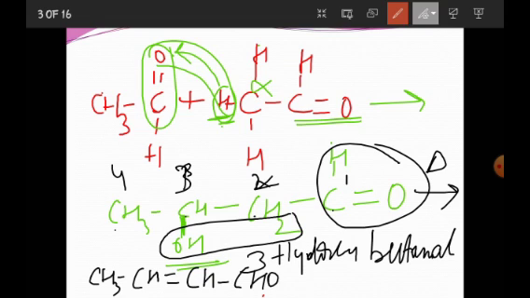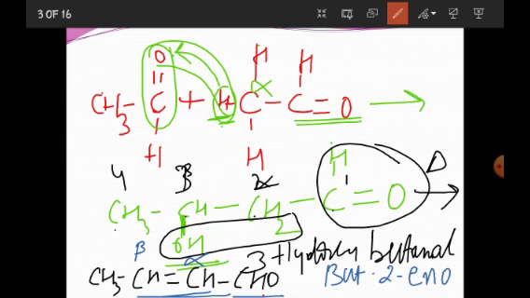Now see here, this is the functional group, this is the alpha carbon, this is the beta carbon, and the product is known as an alpha beta unsaturated compound. If you write the IUPAC name, it will be but-2-enol. In the second position, what is there? A double bond is there, ene, and then ol.